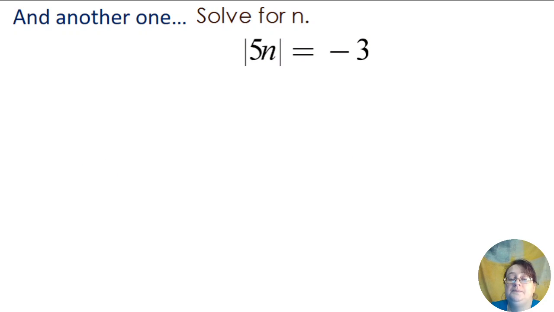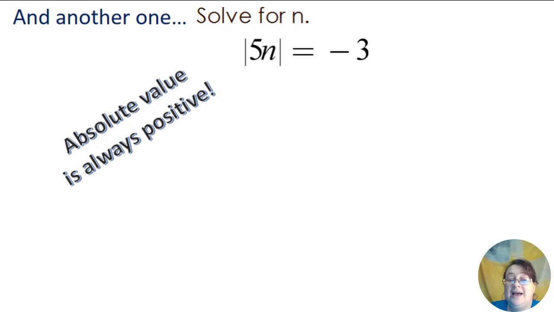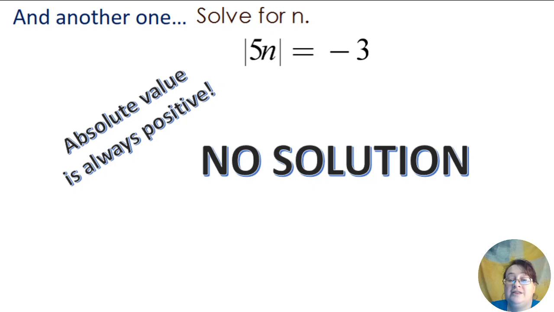Let's try another one. It says solve for n. The absolute value of 5n equals negative 3. Well, is there anything that's a distance of negative 3 away from 0? Distance is positive. Absolute value is always positive, which means for this one there is no solution.